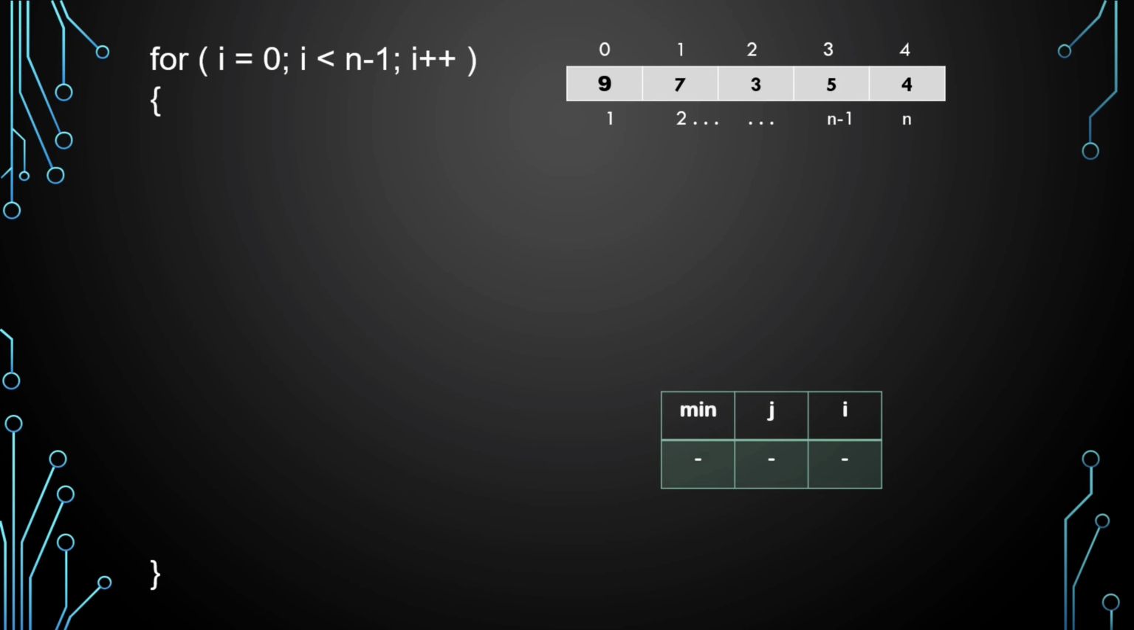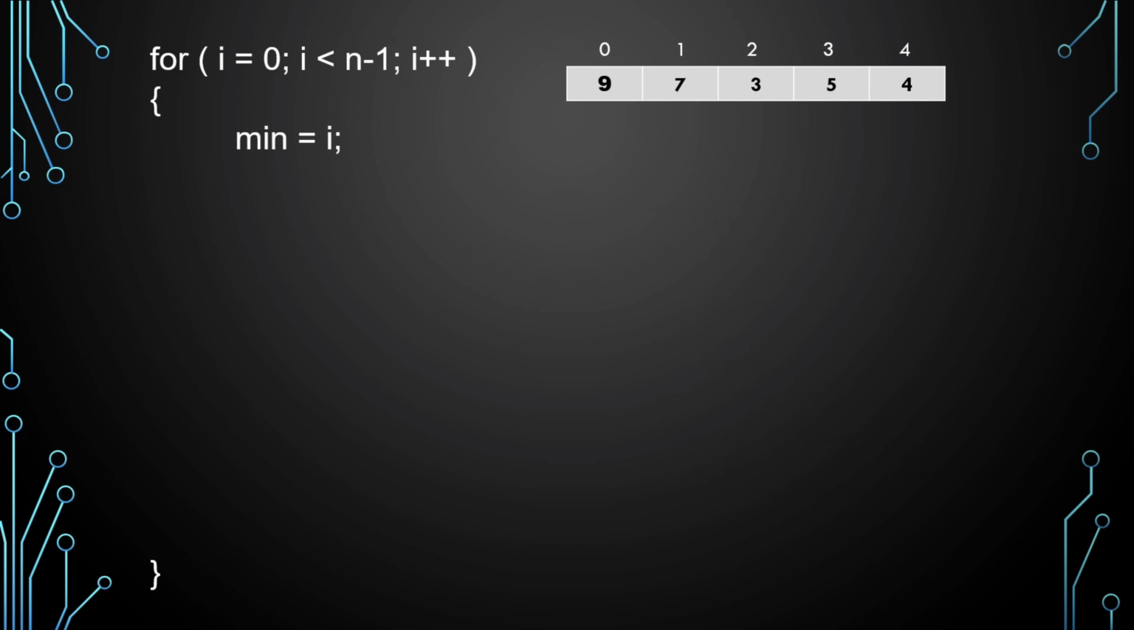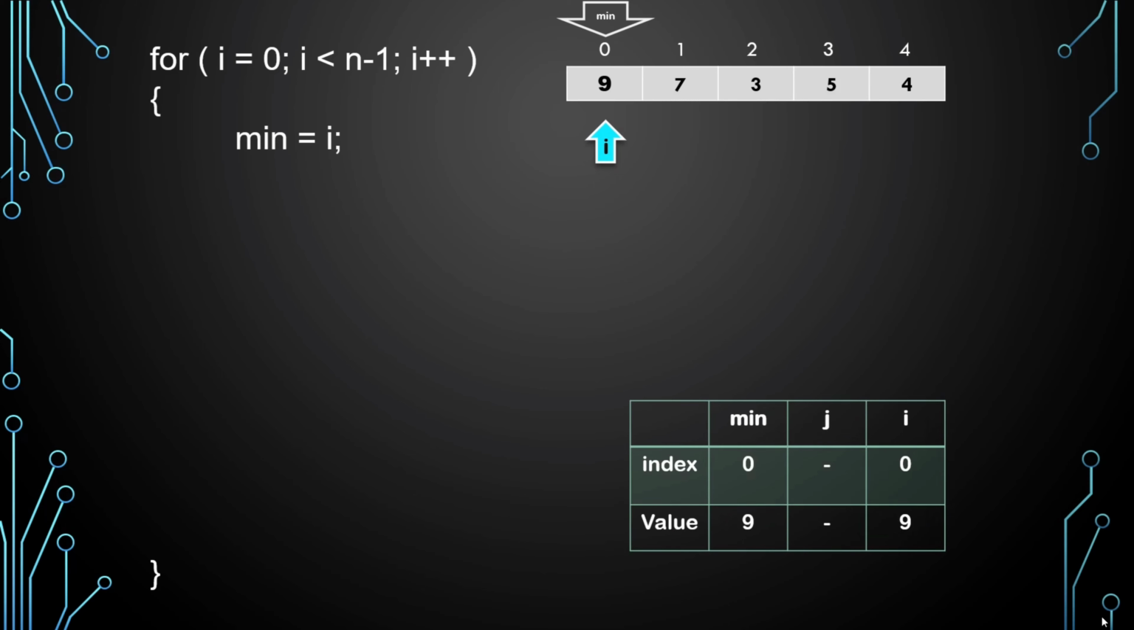Here the box represents the values of the variables used in this code. Moving to the first for loop, i is assigned 0 and the loop continues up to n-1 terms, with an increment of 1 in every loop. As we saw in the animation, the first value is selected and marked as minimum. Here the minimum is selected at index 0 with value 9, so we can observe in the box that both the minimum and i variables have the same values and indexes.